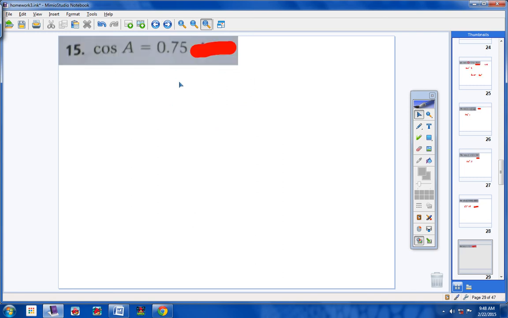Alright, number 15. We're missing an angle, so whenever you're missing an angle, you use your inverse cosine button. Then you type in this number over here. Basically what you're saying is this, students: what angle should I take the cosine of that gives me this right here? That's what you're looking for. And so the answer is, if you type it in correctly and round correctly, 41.4.